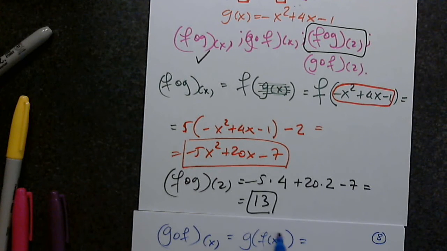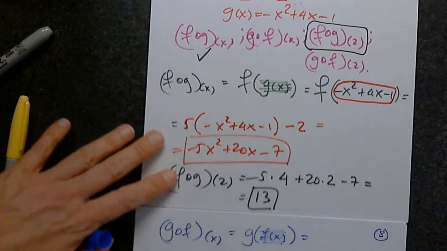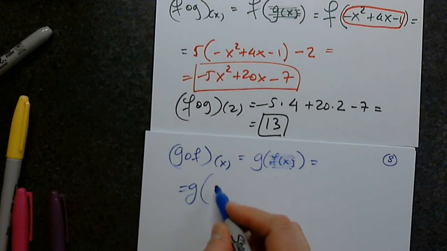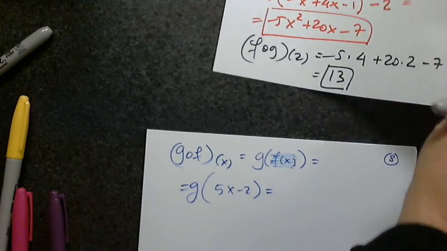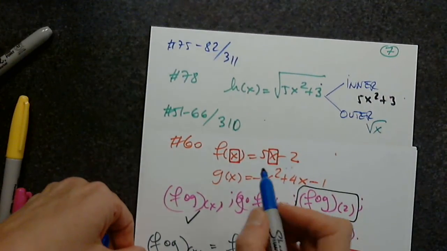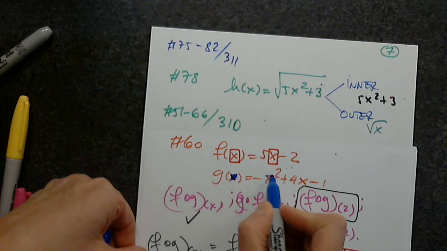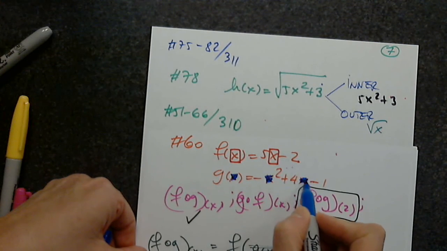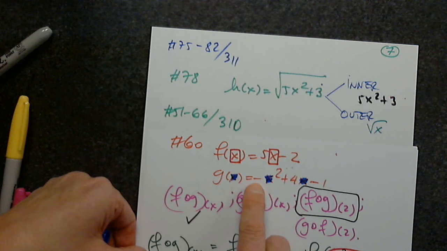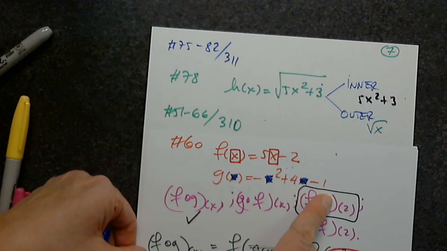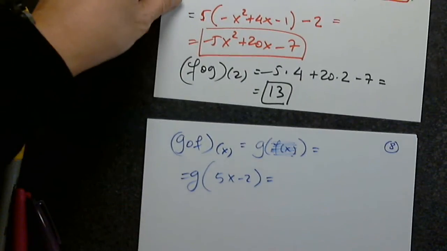Which is g. Remember, I have to start with the inner function. I have to replace the inner function. What is the inner function? But now I have to be very careful and go back to g. Look what g is saying to us. g says g of whatever you want is negative that whatever squared plus 4 times that whatever minus 1. So please dictate.